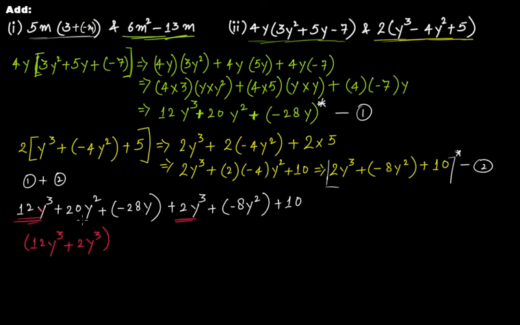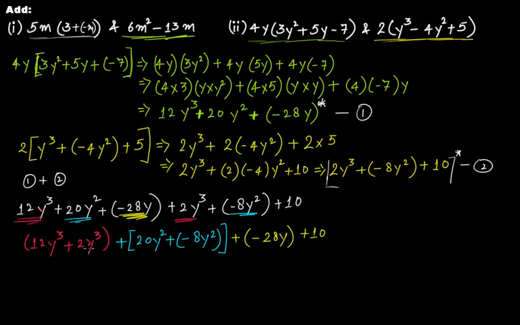Then if you look at this term, 20y squared and minus 8y squared, these are again like terms. So plus 20y squared plus minus 8y squared, and then you have this minus 28y. You have just this minus 28y only, so write plus minus 28y, this is plus 10.